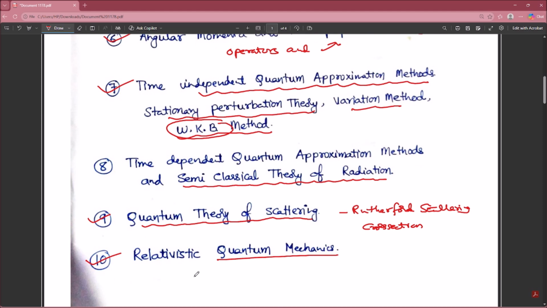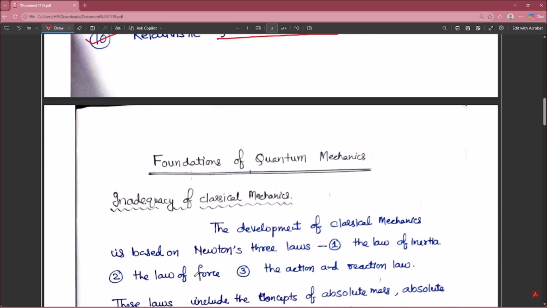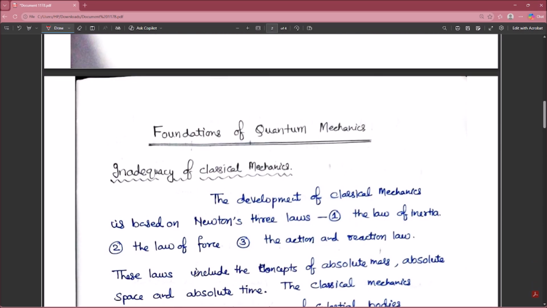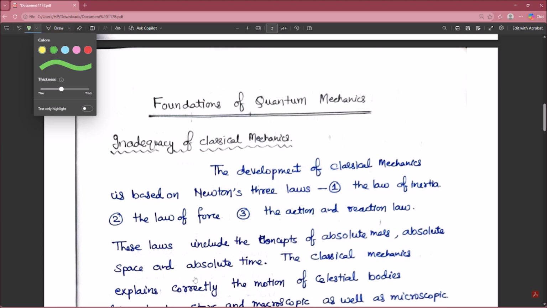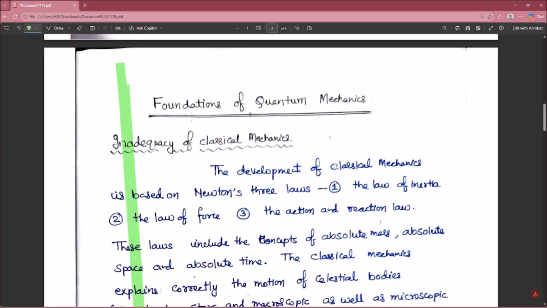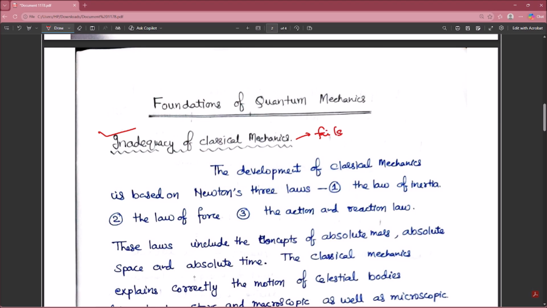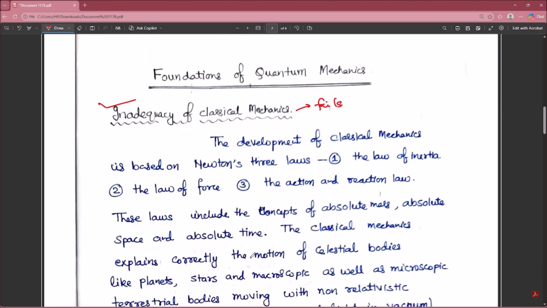So we are going to start with the basics of quantum mechanics. We'll start with the foundation of quantum mechanics. So what is the foundation of quantum mechanics? First we will see the inadequacy of classical mechanics, where classical mechanics fails. First we'll know what classical mechanics is and where it is applicable.